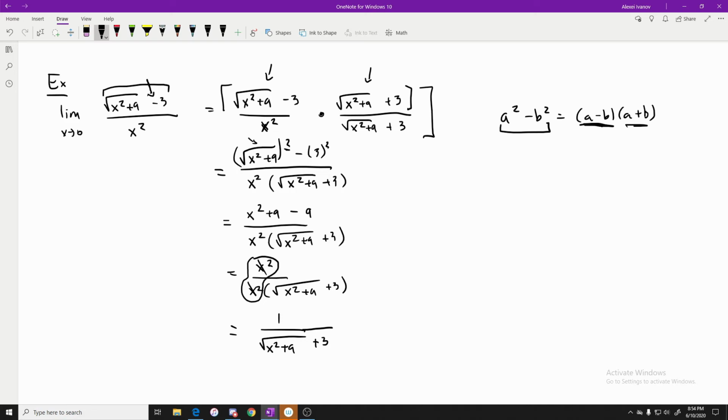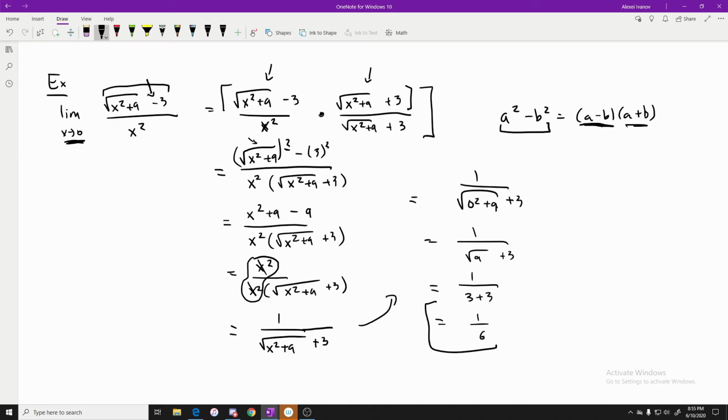Let's test now if we can plug in this 0. So I'll bring this over here, and if we plug in 0 now, we will notice that it actually works, and we will not be getting a division by 0 error. So we'll have 1 over the square root of 0 squared plus 9, which is just the square root of 9, plus 3. And the square root of 9 we know is 3. So this will be 3 plus 3, and this will evaluate to 1/6. And now you can see that we've computed the limit.